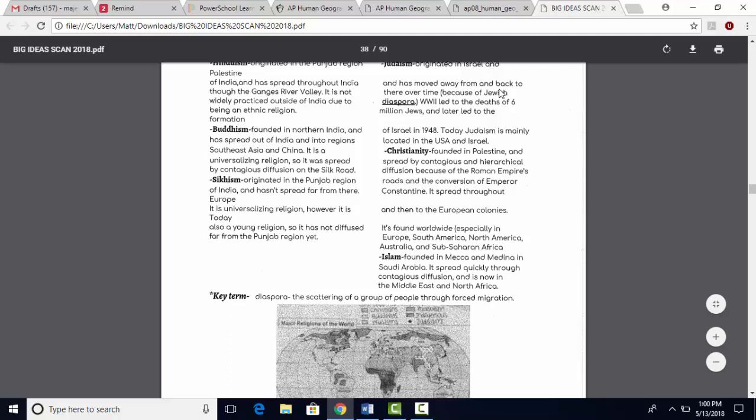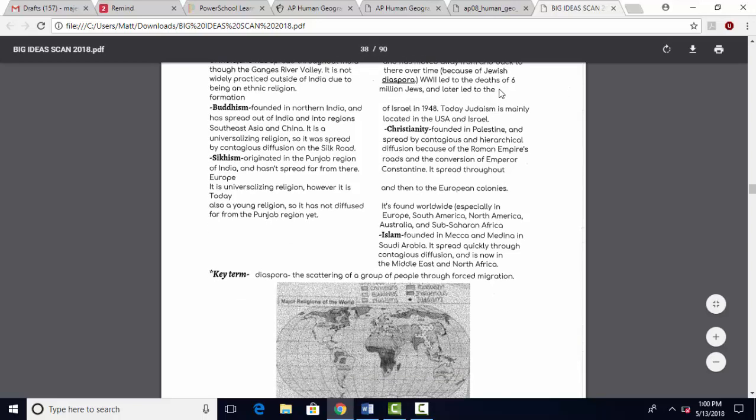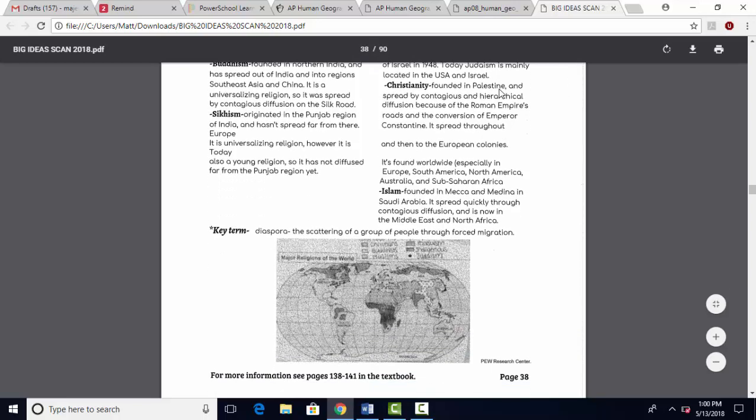It is today found worldwide. Europe, South America, North America, Australia, Sub-Saharan Africa as well. Sub-Saharan Africa is Christian generally. All right, Christian or animist, whereas North Africa is mostly Islam. All right. Okay, let's go to 39.